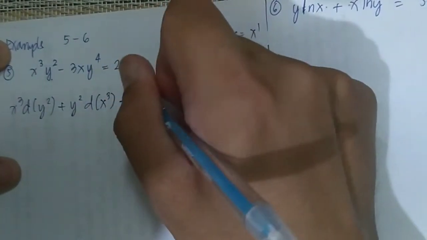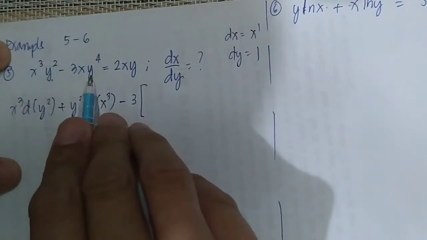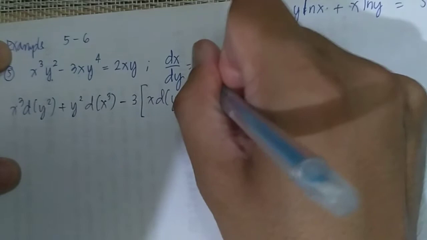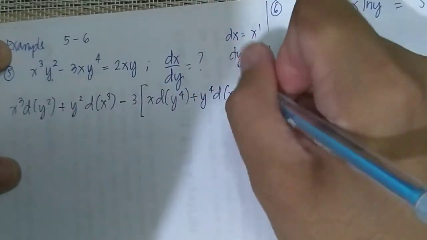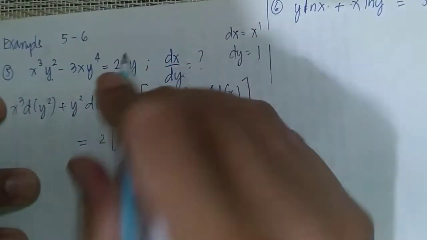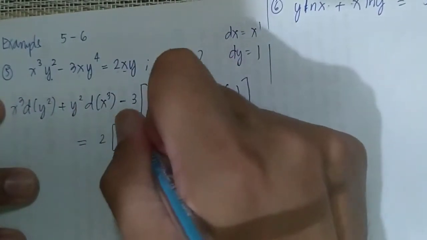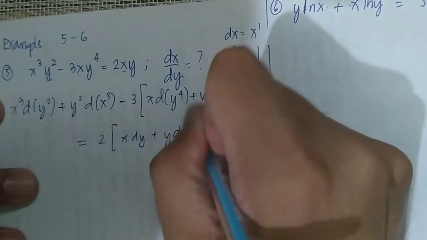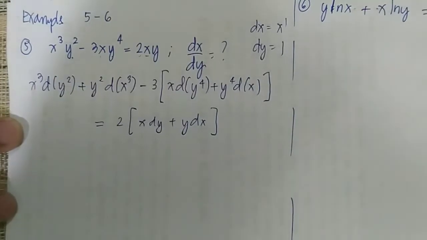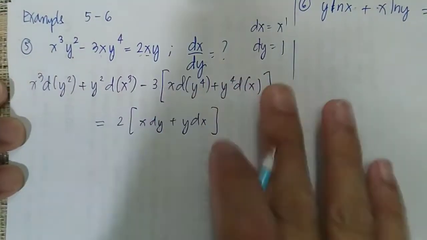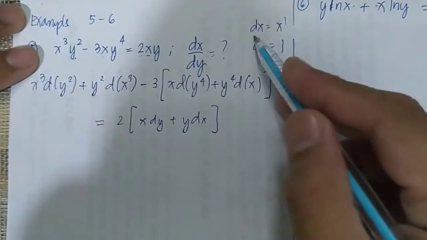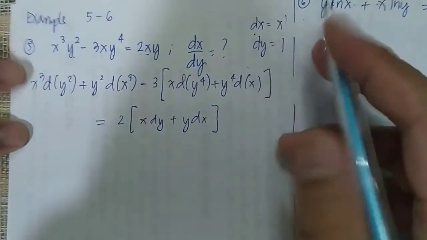minus 3 times the quantity. This is also a product: x times the derivative of y to the fourth plus y to the fourth times the derivative of x, is equal to 2 times the derivative of a product again, that's x dy plus y dx. So that's our working equation. Since we are differentiating, and since we're looking for dx dy again, the derivative of x is x prime and the derivative of y is 1.